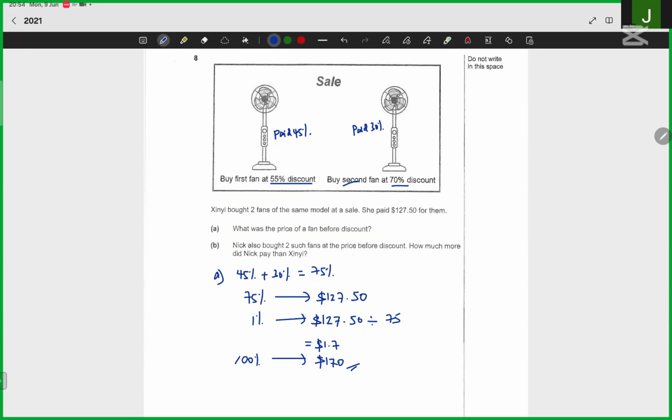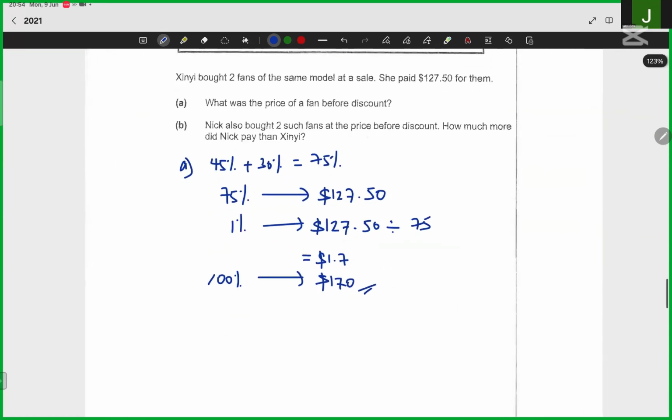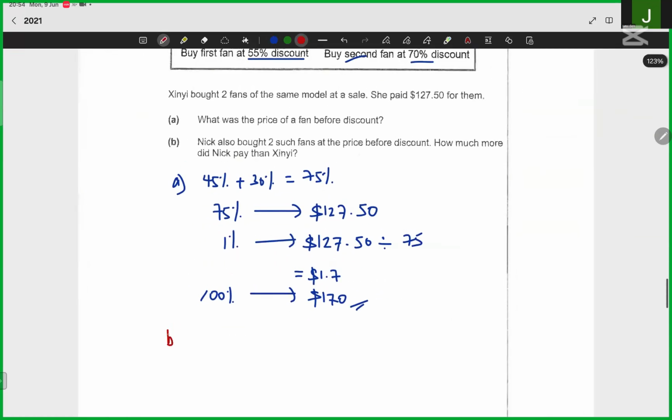Nick also bought 2 such fans at the price before discount. How much more did Nick pay than Xingyi? So Nick very sad lah, right? He buy 2 fans means he paid 200%. Okay, so 200% minus Xingyi only paid 75%.